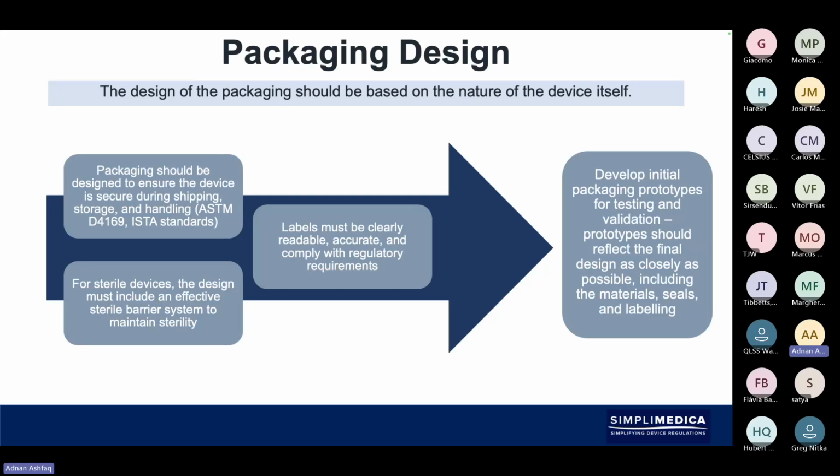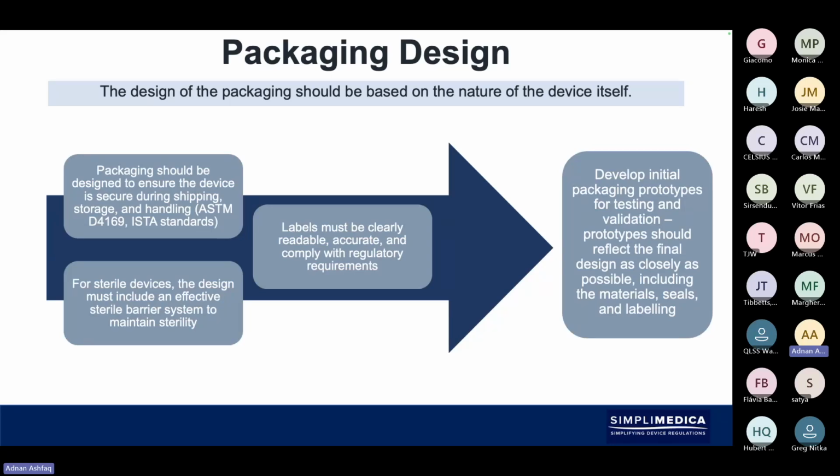So when you develop the initial packaging prototypes, they should reflect the final design as much as possible. When you're doing the validation and testing, it should be as close to the final as possible, or at best, it should be on the final design. And that includes the materials, the seals, and the labeling. Of course, if that fails and you change, it could be because you're still under design and development, you've not got to design freeze, and you're still trying to identify whether this material is appropriate.